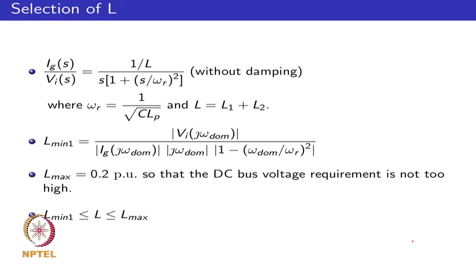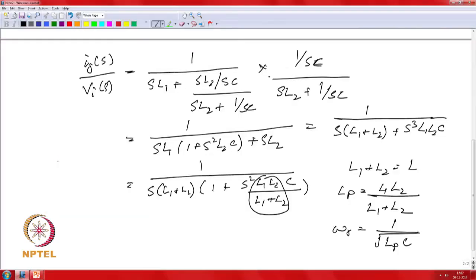So, these relationships can be used to obtain this transfer function Ig of S by Vi of S. So, this is the ideal LCL filter without any damping. You have very high gain at the resonant frequency, and you have the definition of what the resonant frequency and the L value is. We can make use of this to determine one of the limits for this particular filter design.